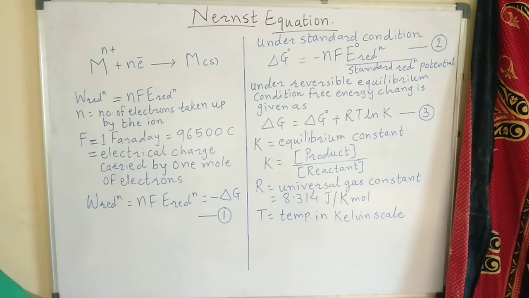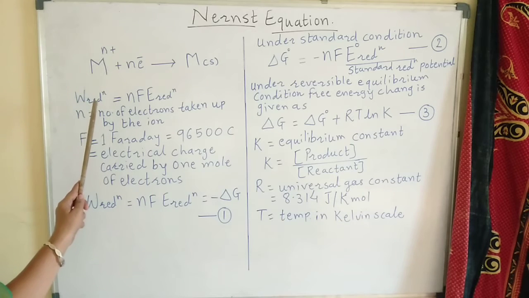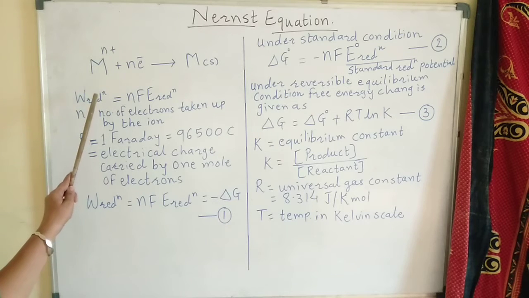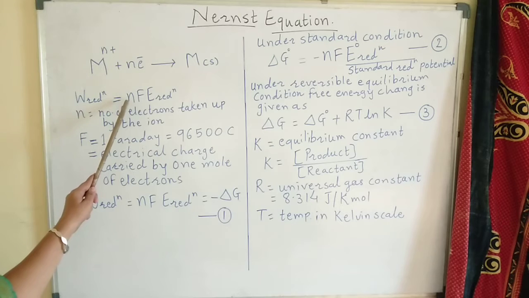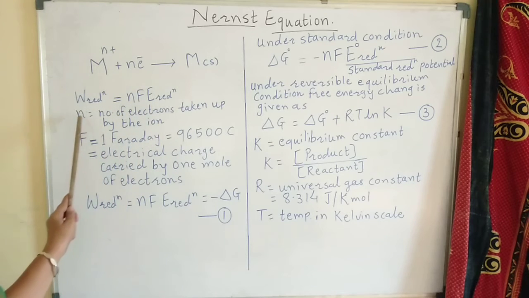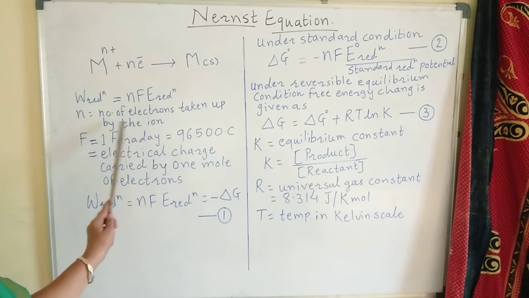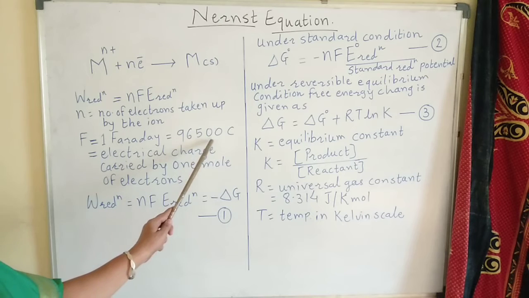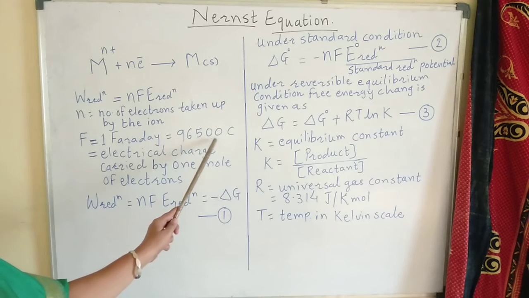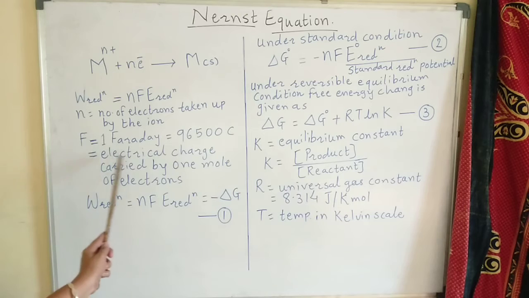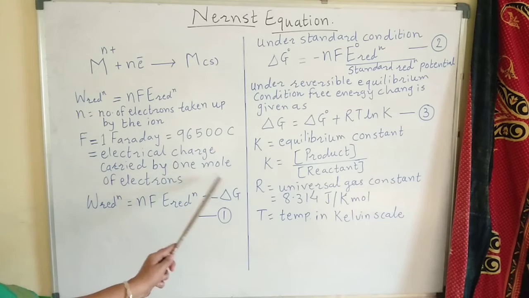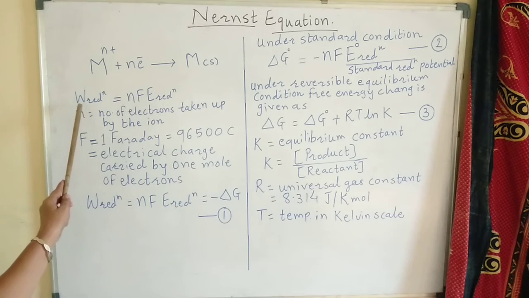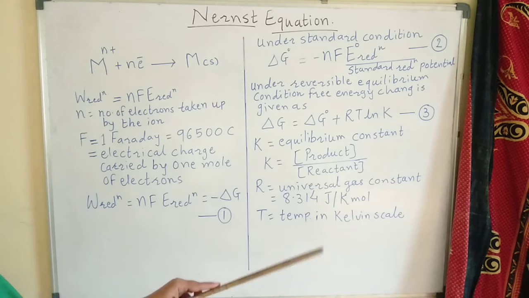Now during this process there will be a reduction process taking place. The work done is denoted as W reduction. This W reduction is given by the equation nFE reduction, where n is the number of electrons taken up by the ion, F is 1 Faraday. 1 Faraday is equal to 96,500 coulomb, which is equal to electrical charge carried by 1 mole of electrons, right? So this reduction process is responsible for some work.